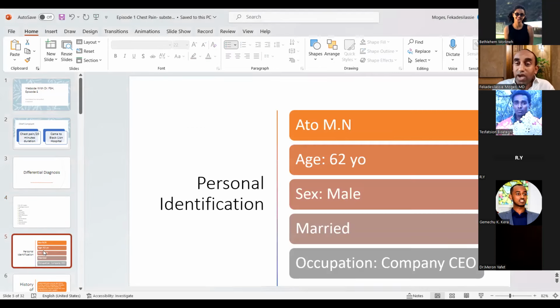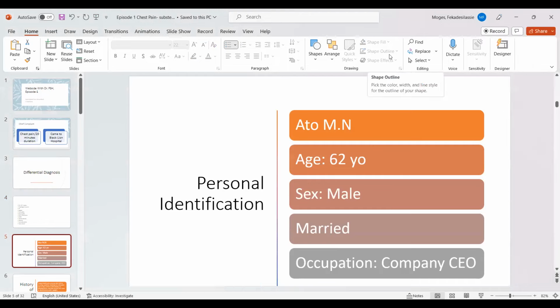Excellent, guys. So this is the way I want you to think about differentials and all that. So this is the personal information of this particular patient. My name is Emin, my age is 62 years old, sex obvious, I am married, and my occupation, I am a company CEO. Why is occupation important to this patient, by the way?